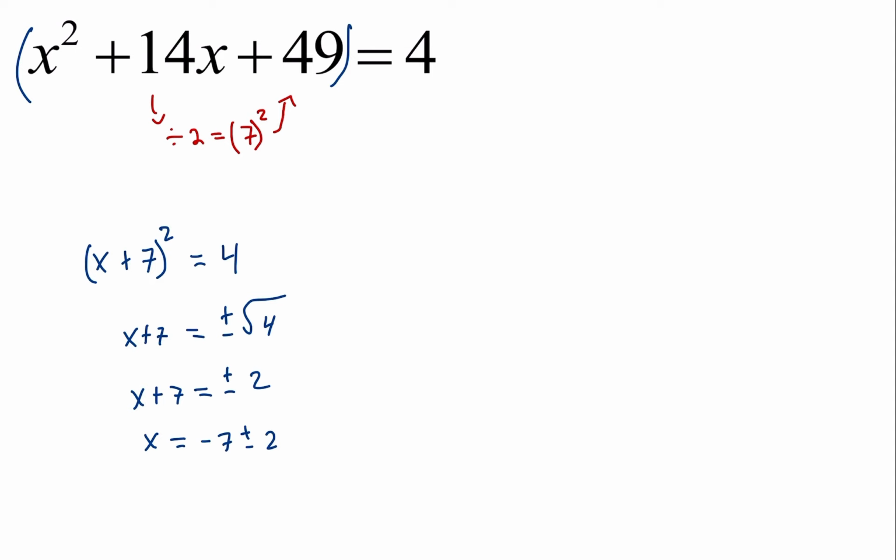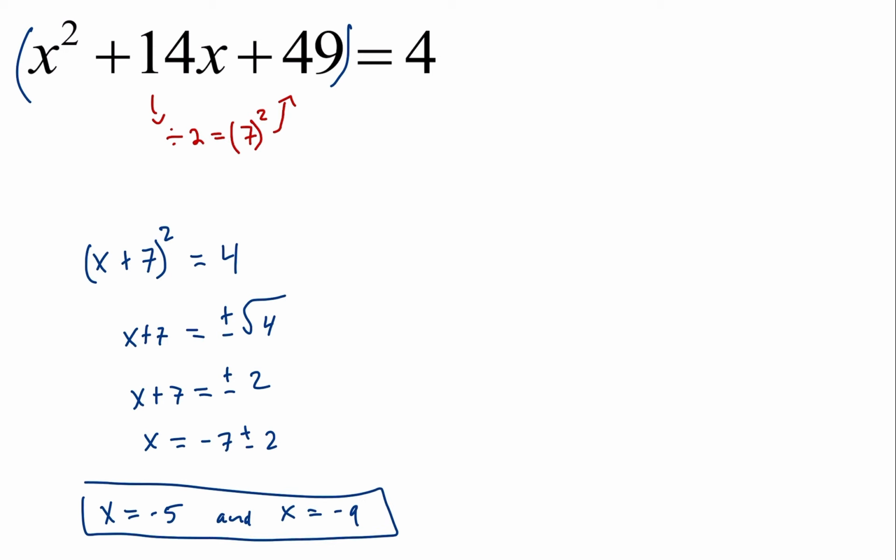Okay, now we should end up with 2 answers. The first would be negative 7 plus 2. So we'll end up with x equals negative 5. And we've got negative 7 minus 2. So that would end up being negative 9. And that would be our answer right there. Okay, so that's one thing to keep your eye out for, perfect square trinomials, where we can go immediately from this stage to the next down here.